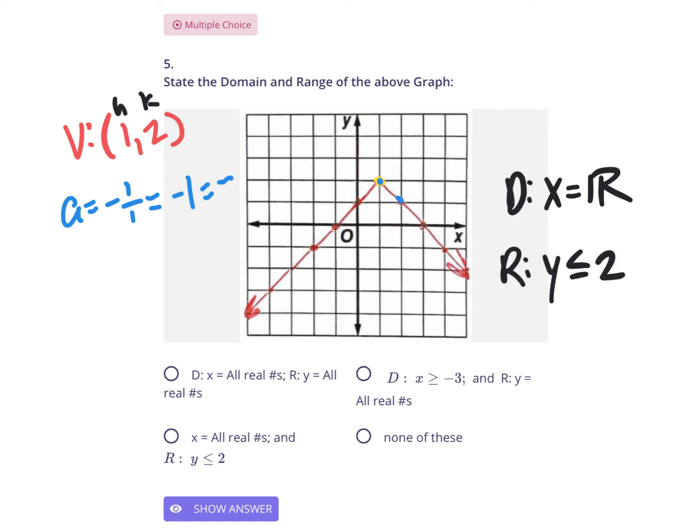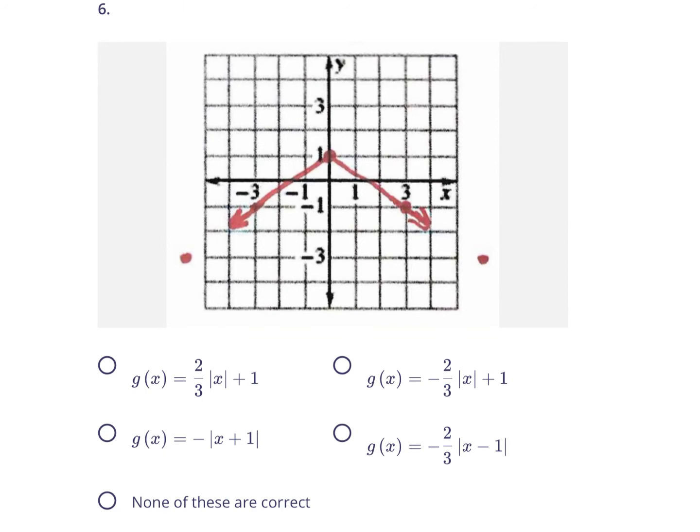So there's the domain, there's the range, which apparently looks like this one. X equals all real numbers, and y is less than or equal to 2 is the range. So there you go. Let's move on to number 6. Again, we need to write the equation.